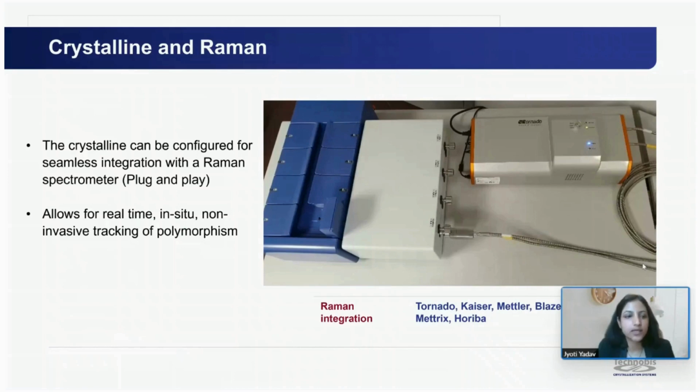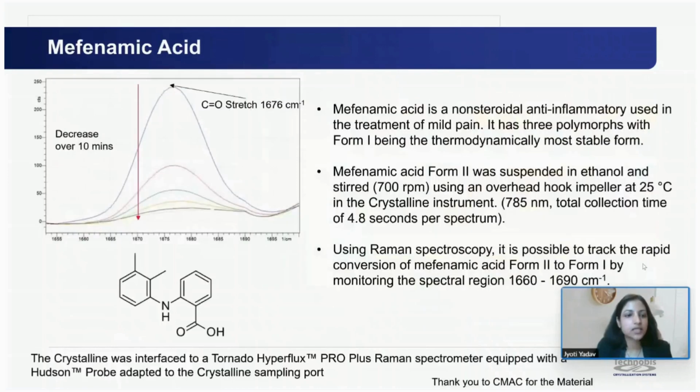Next, this is an example of a polymorphic study of mefenamic acid with Crystalline. Mefenamic acid is a drug used in the treatment of mild pain, and it has 3 polymorphs, with form 1 being the thermodynamically most stable form.